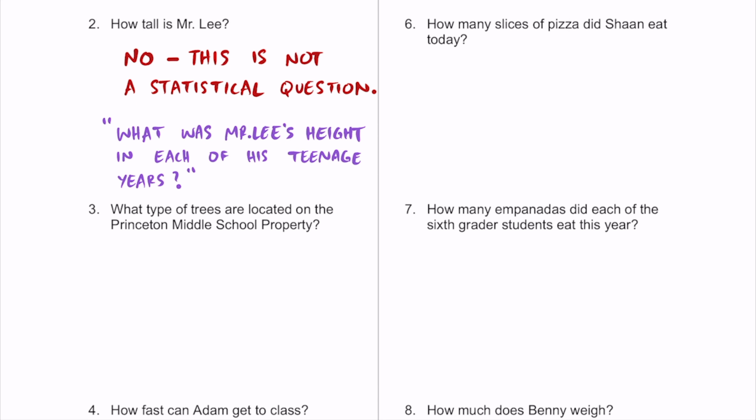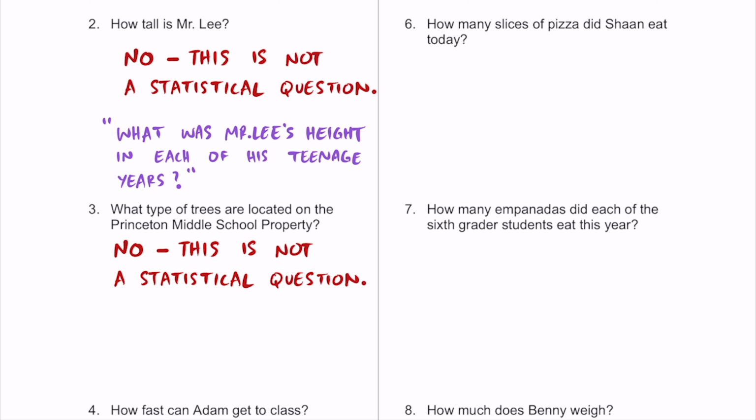Here's number three. For number three, the question is what types of trees are located on Princeton Middle School's property? Well, there are some different types of trees on Princeton Middle School's property. There's only going to be one set list of each of these types of trees. Based on that, we're going to say no, this is not a statistical question.